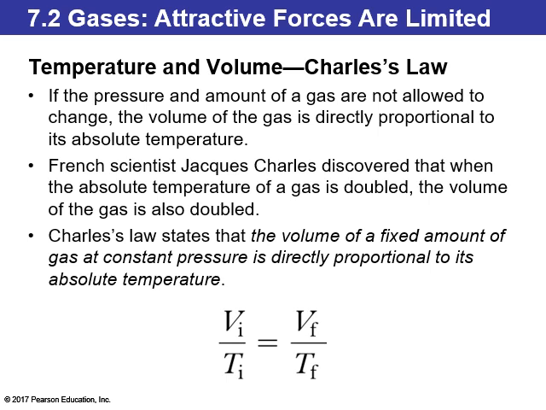Our second gas law is Charles' law. This states that if you don't change the pressure or the amount of gas, if you don't allow those two things to change, the volume of the gas is directly proportional to its absolute temperature. We're going to talk about absolute temperature. This is going to be in the scale of Kelvin. So we had Fahrenheit, Celsius, and Kelvin as our 3 temperature scales. So you have to do this math in Kelvin.